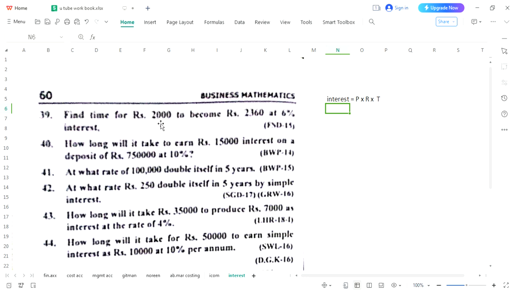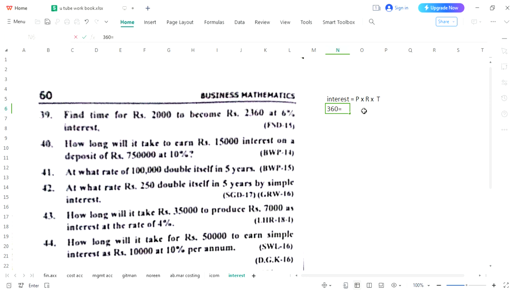Now please note it down. 2000 was your original amount. Find the time for 2000, because rupees have been mentioned. This is the principal amount to become 2360. So please tell how this 2000 will become 2360 when you get interest. And how much interest? The amount which is more than 2000 is your interest, because the original amount was 2000. So it means 360 is your interest.